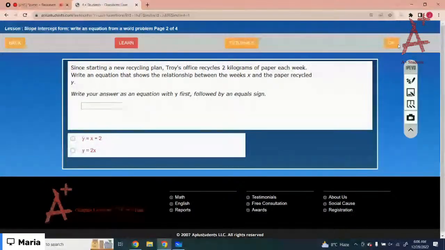Okay, the next one is, since starting a new recycling plan, Tori's office recycles 2 kilograms of paper each week. Write an equation that shows the relationship between the weeks x and the paper recycled y. So the correct option is the one we did in the tutorial. So which is the correct option? It would be y equals 2x. So the correct option is y equals 2x. Just select the correct option, then click on the OK button.